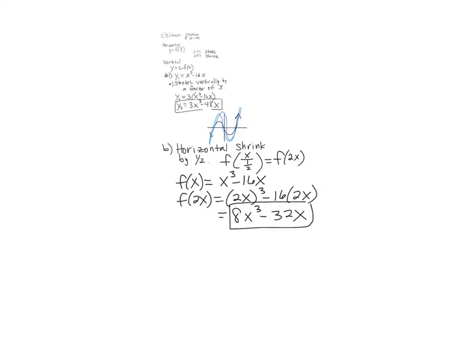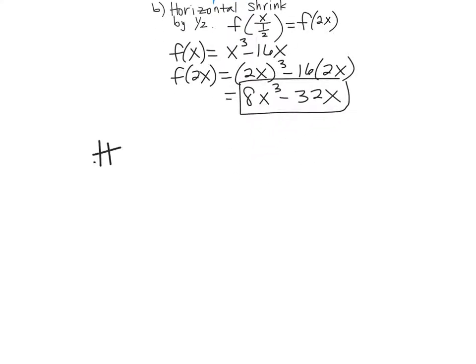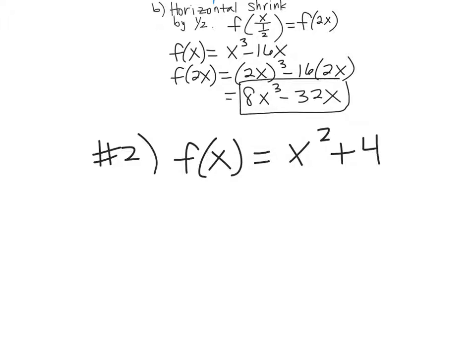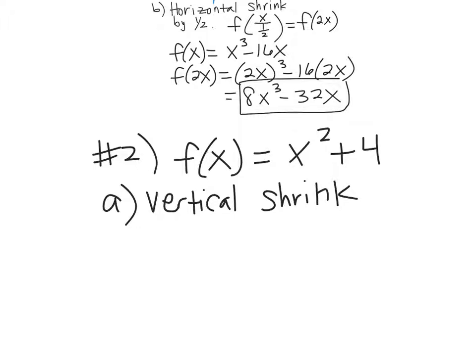So let's do another one of those. Number 2. All right, suppose that you have f of x equals x squared plus 4. Okay? And so let's do 2 of them. Let's do a vertical shrink of 1/4, and then we'll do a horizontal stretch this time.